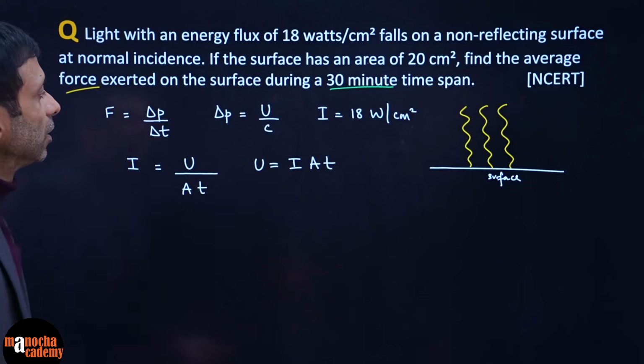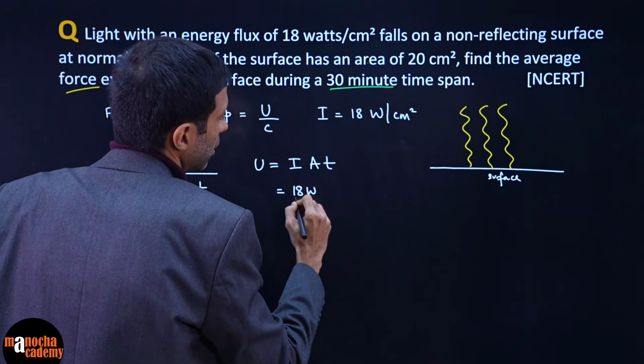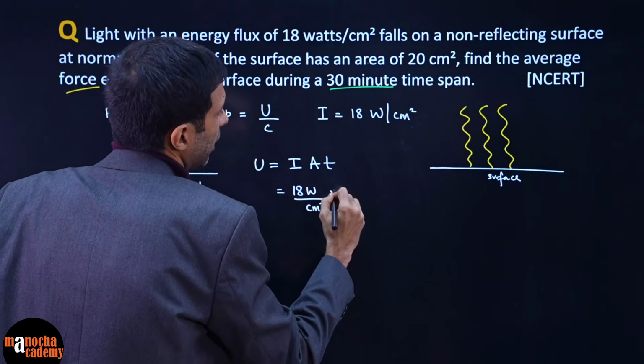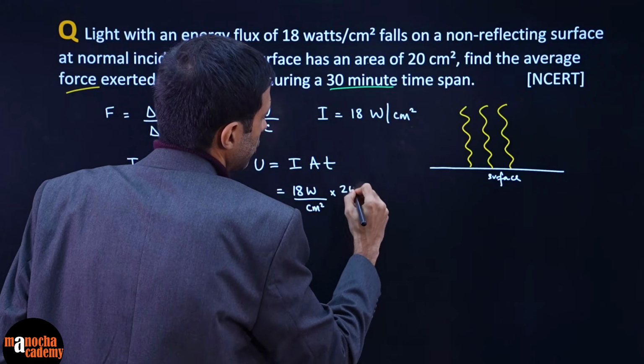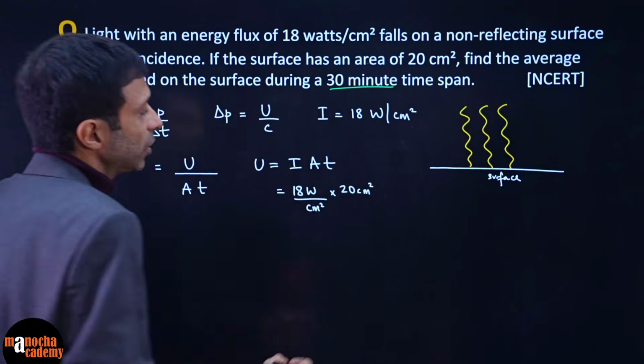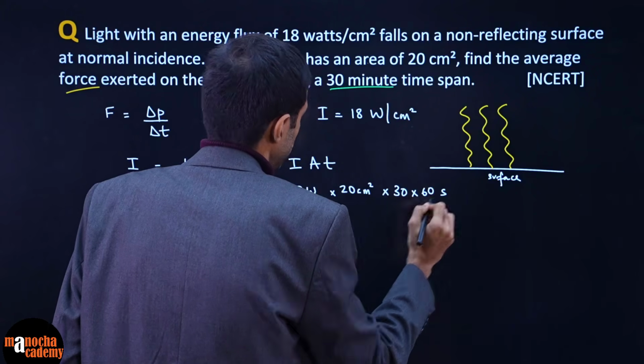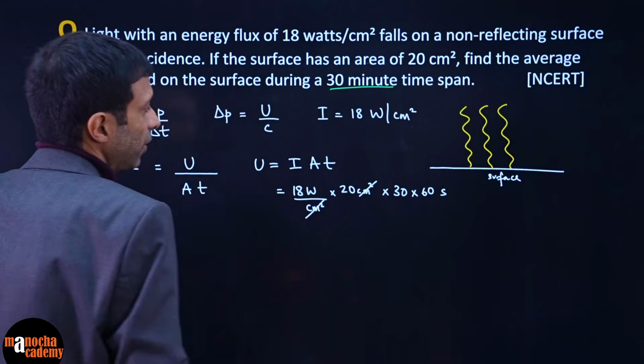The intensity is given, 18 watt per centimeter square. Area is given to me as 20 centimeter square. And time is 30 minutes, so I might want to convert that to seconds. So 30 minutes multiplied by 60 seconds. This centimeter square will get cancelled.